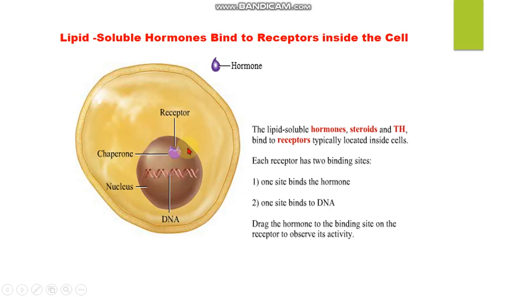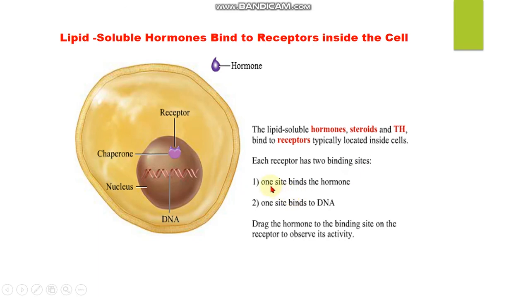In the absence of hormone, the receptor is bound to a chaperone protein that masks the DNA binding site and probably also acts to stabilize the protein. The receptors are not active until a hormone binds to them. Drag the hormone to the binding site on the receptor to observe its activity.